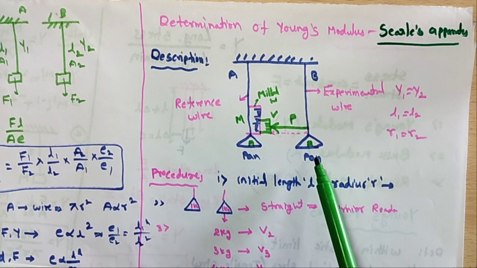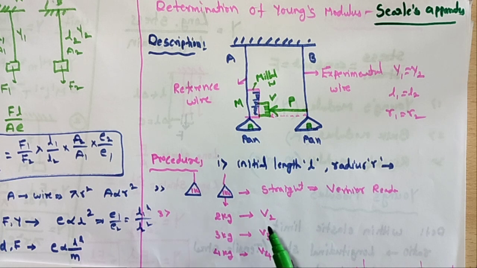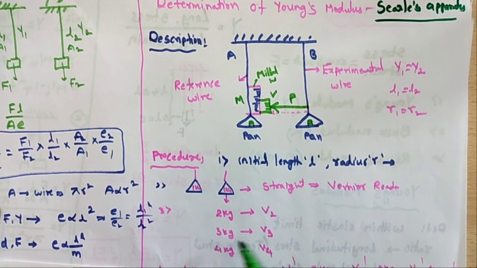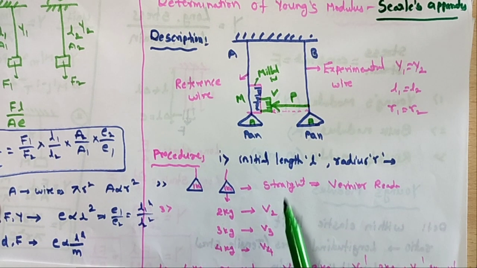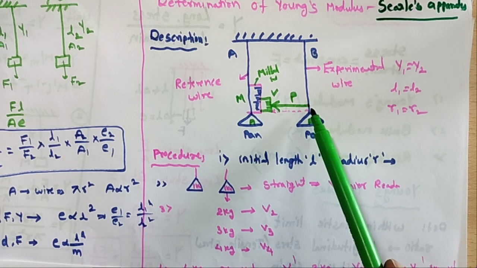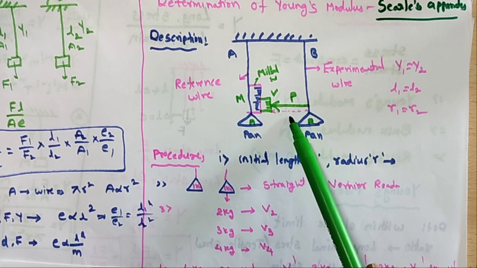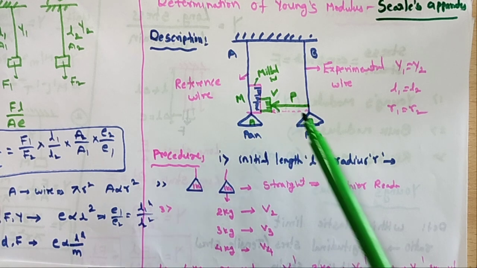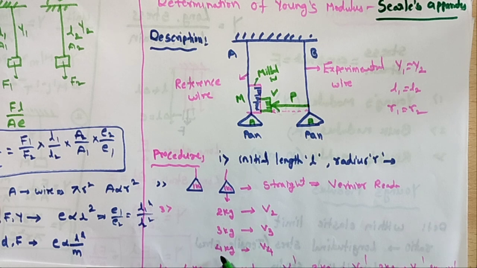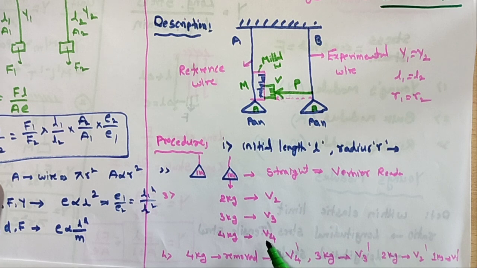Now on the experimental wire, the mass is increased by 2 kgs. You note the vernier scale reading. Now 3 kgs is added. You note the vernier reading. When the weights increase, the experimental wire is stretched, that is, elongation. The pointer moves downward, and its values change. So for 2 kgs, 3 kgs, 4 kgs, you note V2, V3, V4 on the vernier scale. So this is the load increasing.